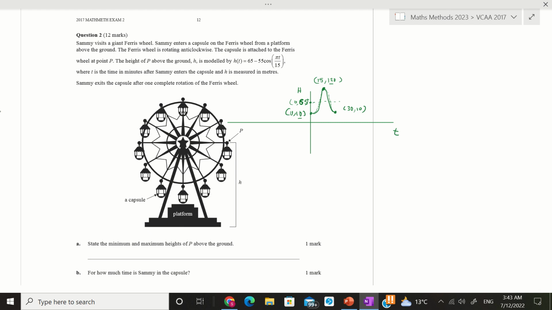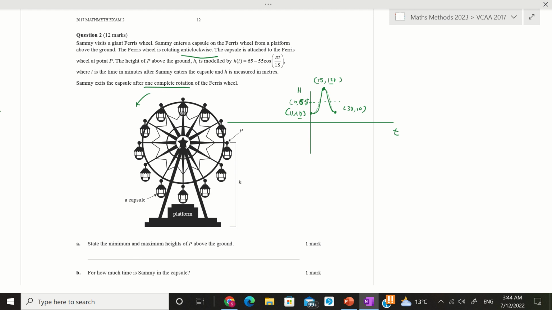Just for a bit of context, we have a Ferris wheel, and this guy called Sammy is in one of these capsules, and he's traveling anti-clockwise around the Ferris wheel, right? So he's traveling this way. What's happening is the height of his car. He starts at the bottom here, and he goes around all the way, and he stops when he does one complete rotation. So he'll start at the bottom, go around, and stop when he gets out.